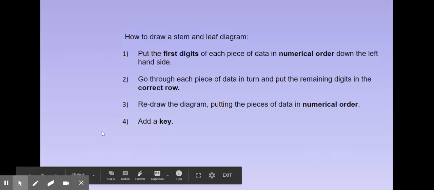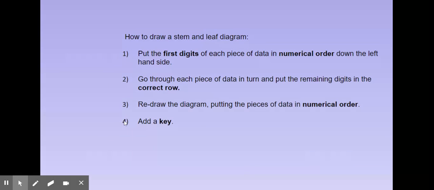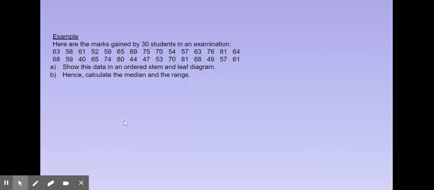Let's use an example and go through the instructions. Here are the marks gained by 30 students in an exam. First, we need to show them in an ordered stem and leaf diagram. Then we need to calculate the median and range.